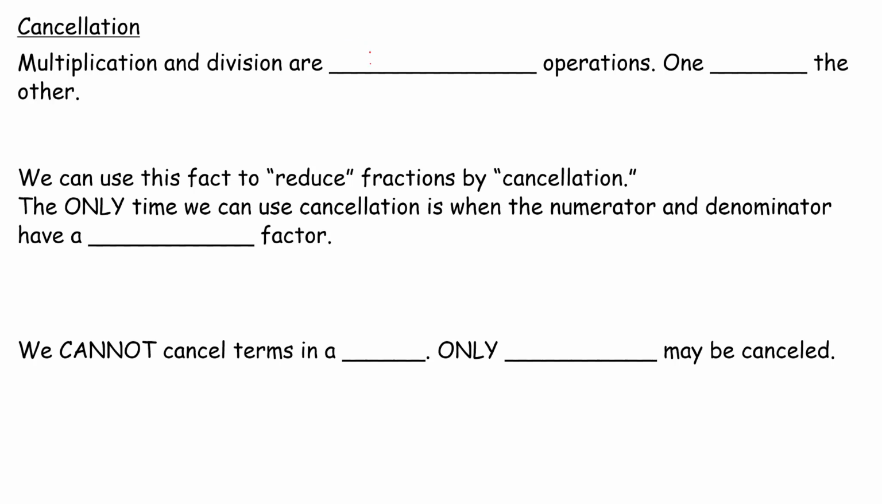Multiplication and division are inverse operations. That means that one undoes the other. What I mean by that is if you take a number like 3 and you multiply it by 7, and then you divide it by 7, it's just like you didn't do anything because it's the same as it ever was. And that is where cancellation comes from in fractions. We can use that fact that multiplication undoes division and vice versa to cancel factors in a fraction.